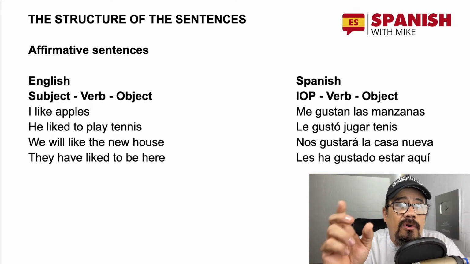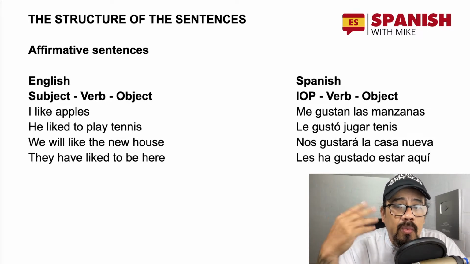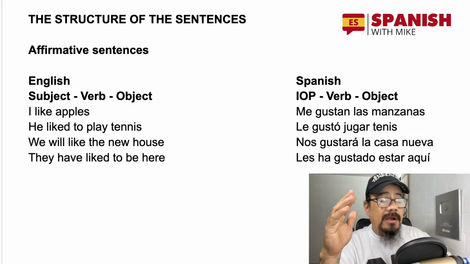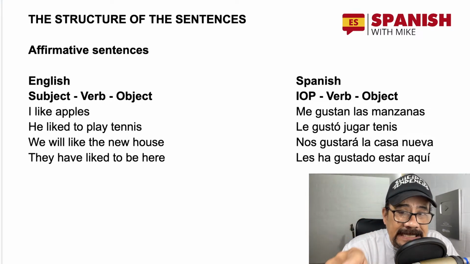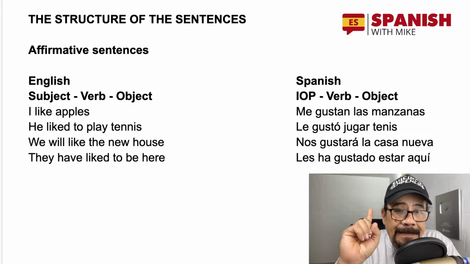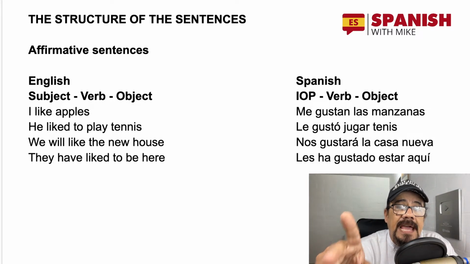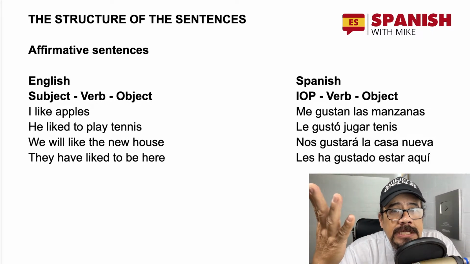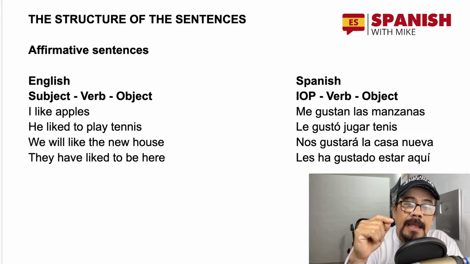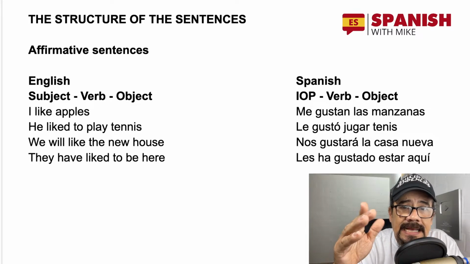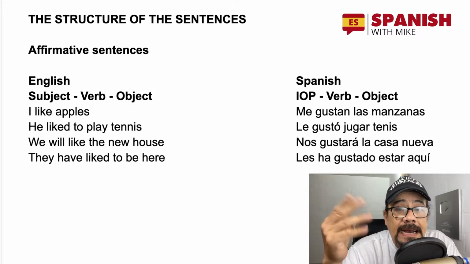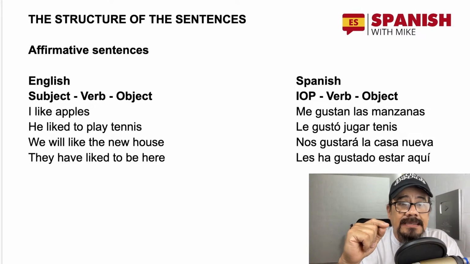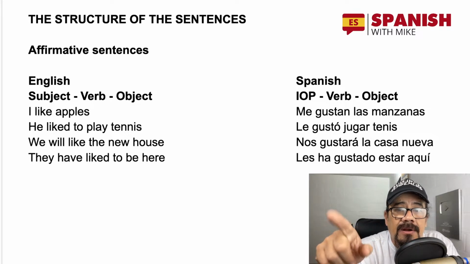So the structure for the verb gustar, in the natural and real way that we use it in Spanish, whether it is Spanish from Latin America or Spain, is this for affirmative sentences: indirect object pronoun first, then the verb conjugated in any tense, of course, and then the object. Me gustan las manzanas. I like apples. He liked to play tennis. Le gustó jugar tenis, o jugar al tenis. We will like the new house. Nos gustará la nueva casa. They have liked to be here. Les ha gustado estar aquí.